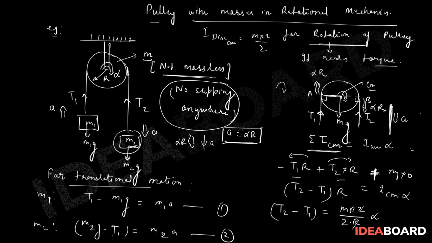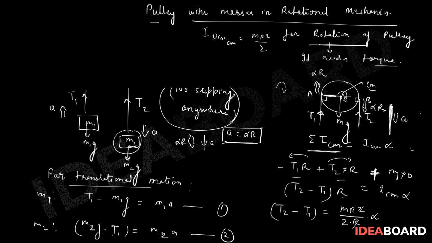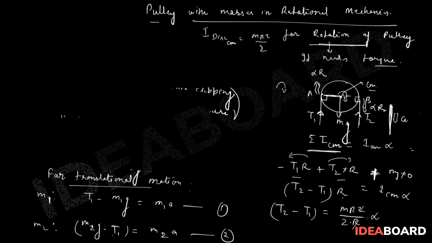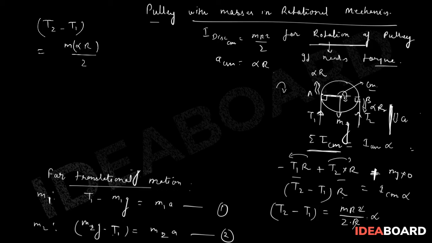Now I can remove this diagram because that is not really needed anymore, and then I can say that T2 minus T1 is nothing else but m into alpha R by 2. Interestingly, we have already proved that A_CM will be equal to alpha R. So we can replace this with A_CM by 2. So T2 minus T1 is equal to m into A_CM by 2. This is equation number 3.